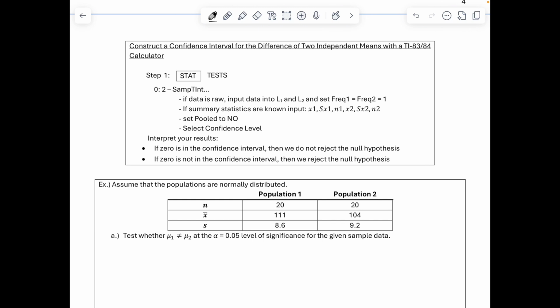If the data is raw, you're going to input the data into L1 and L2 and set the frequencies both equal to 1. If summary statistics are known, then you need to enter in those values for the mean, the standard deviation, and the sample size for each of them. Set pooled to no, and then select your confidence level. And again, as a reminder, your confidence intervals need to be set up as a two-tailed test. Once you get your interval, you need to determine if 0 is in the interval or if it's not in the interval.